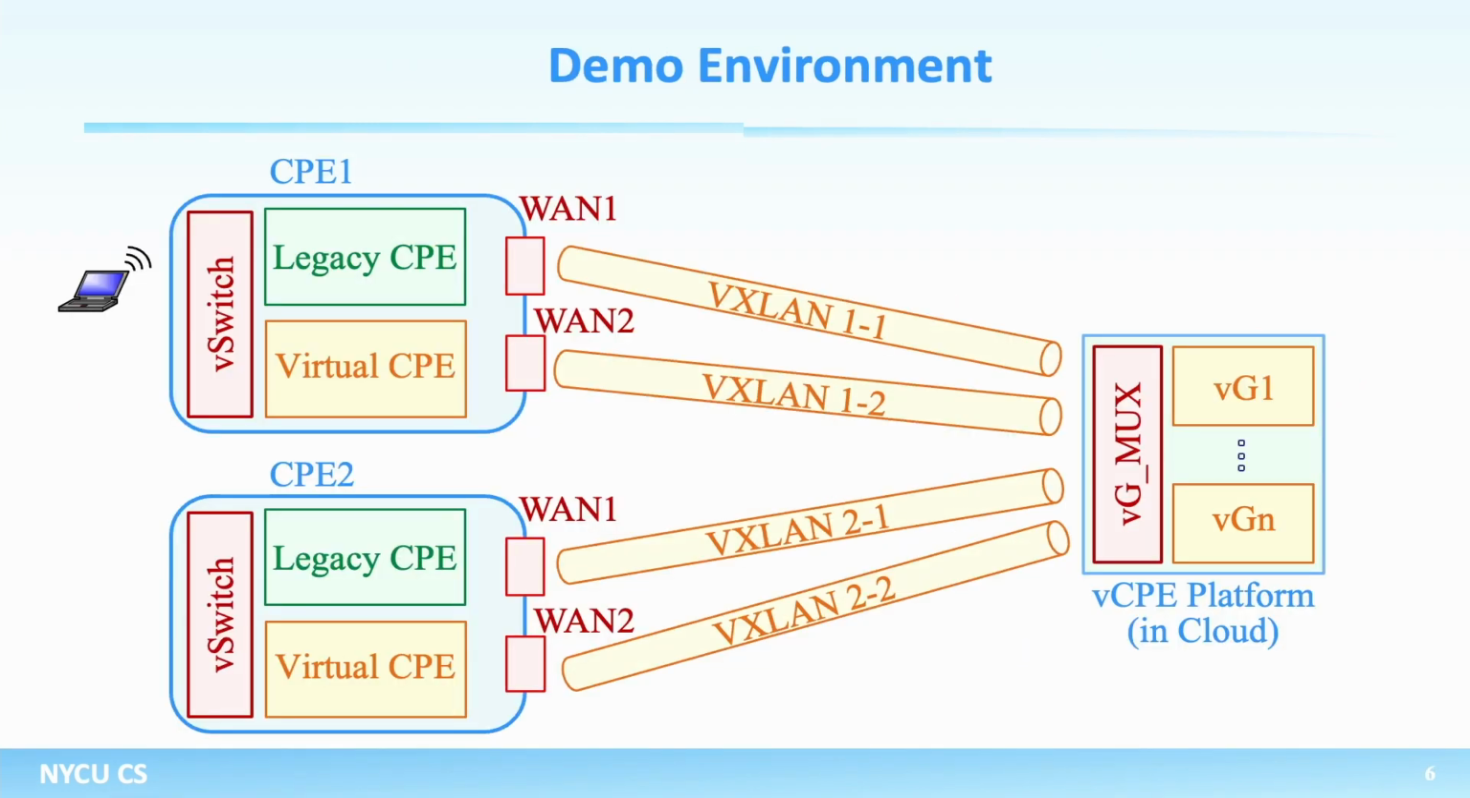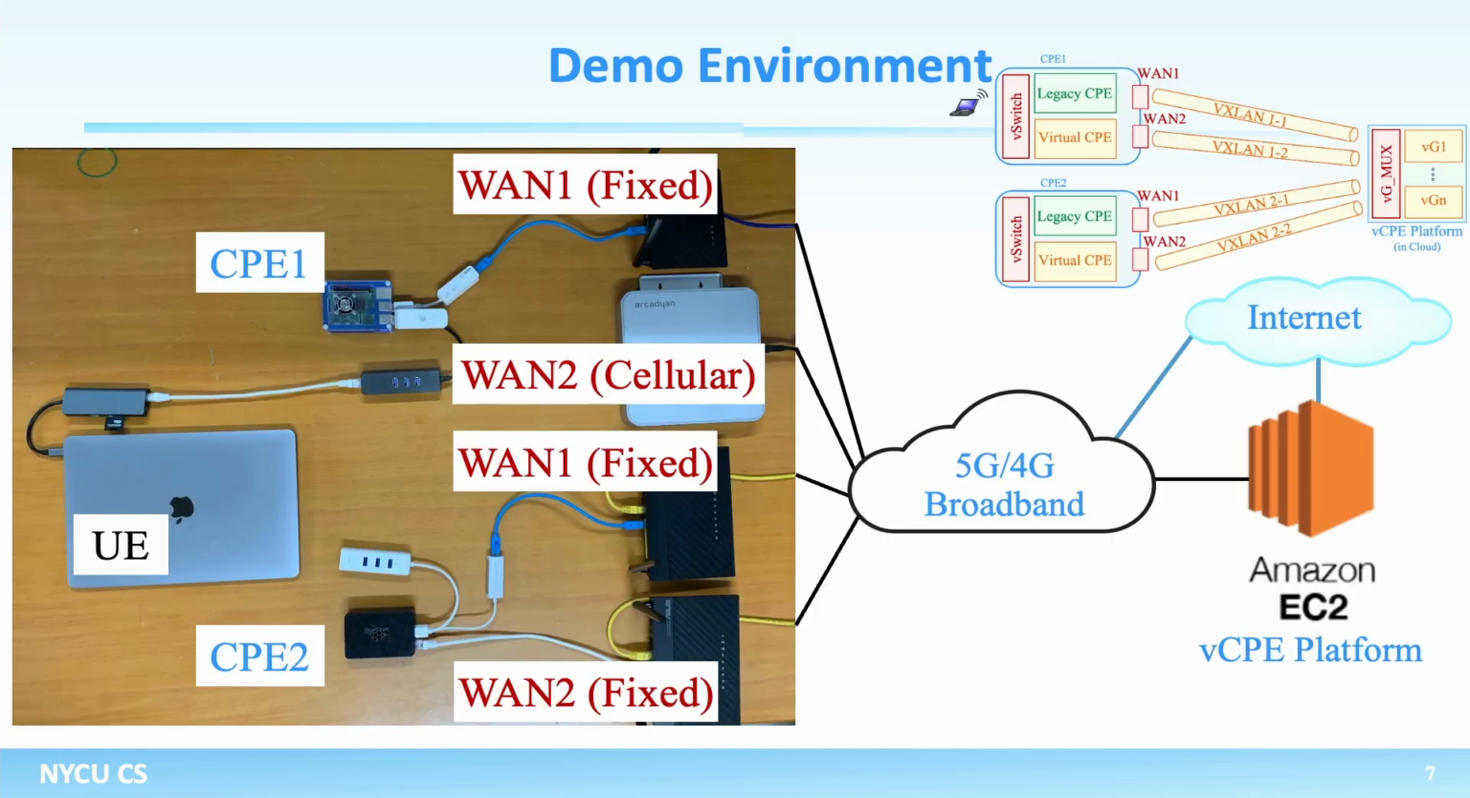In our demonstration, there are two CPEs, CPE1 and CPE2. Each CPE has two WANs, WAN1 and WAN2. In addition, a remote VCPE platform is set up. Take a look at the image. Only WAN2 of CPE1 connects to the internet via wireless dongle, while others use Ethernet cables to connect via AP. As for the VCPE platform, it is deployed on AWS EC2.